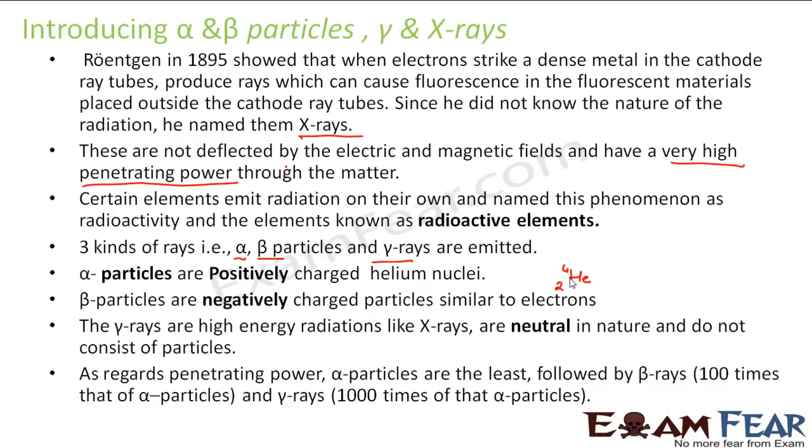Now, as regards penetrating power, alpha particles are the least, followed by beta rays and gamma rays. That means out of alpha, beta and gamma, gamma rays are the ones which have the highest penetrating power, right? So this was a small introduction to alpha and beta particles and gamma and X-rays.